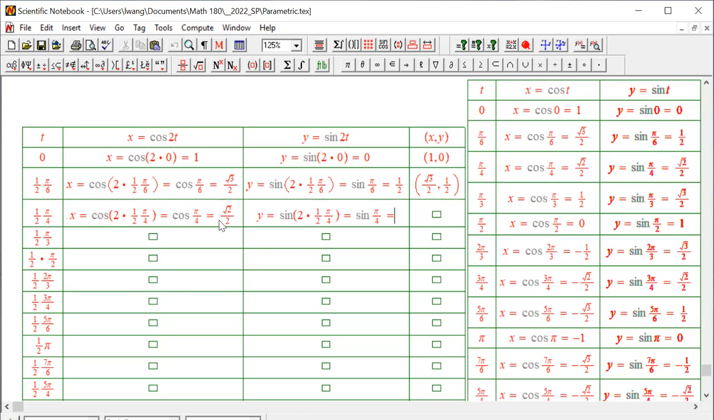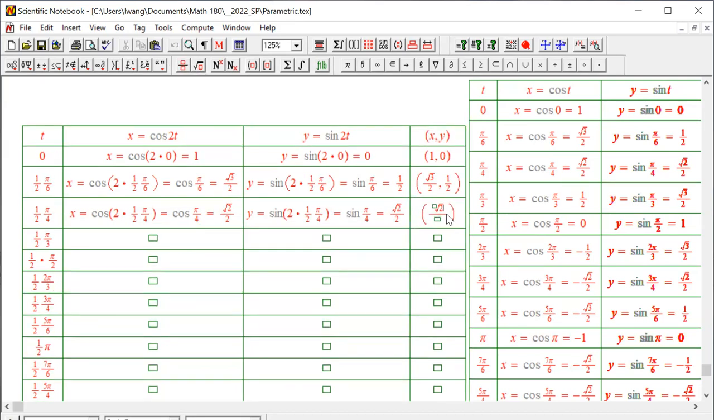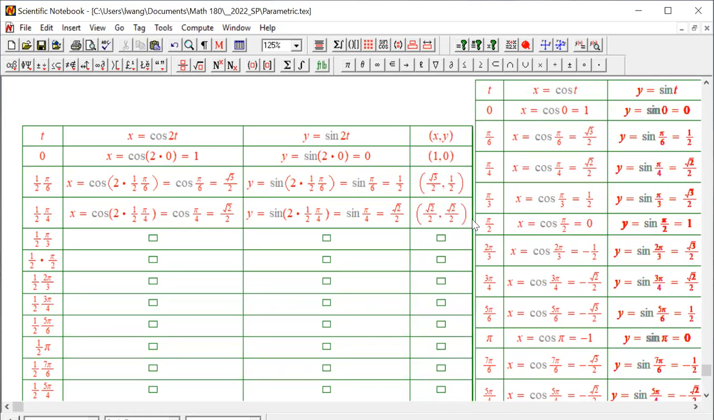That equals root 2 over 2. In other words, in this latter example, in the parametric equation in example number 4, it takes half the time to get to the same spot as the one we did earlier. Therefore, to reach the point pi over 4, root 2 over 2, we take half the time to get there.